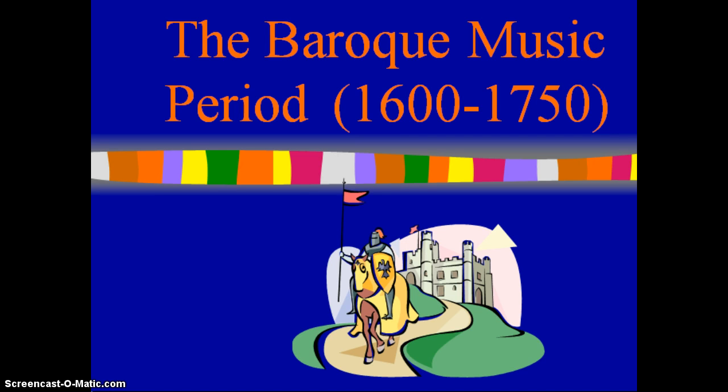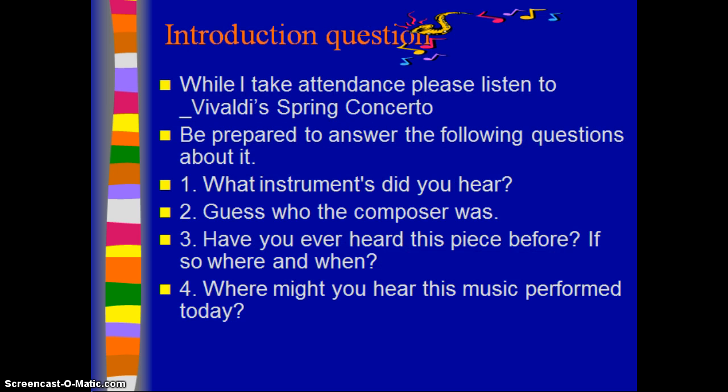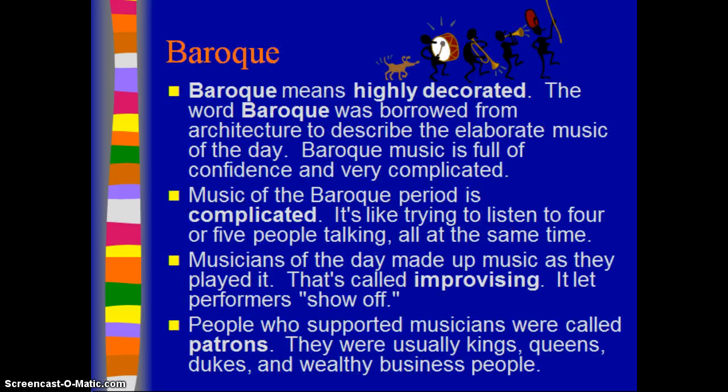Today we were going to talk about the Baroque period in music. It lasted from 1600 to 1750. Last week we talked about the medieval era. And just like last week, we will describe the Baroque music, musicians of this era, and the instruments of this time. That's a recorder that you see on the screen. Our introduction question would have been Vivaldi's Spring Concerto, but if I leave to go click on that, then I lose my screencast, so we'll have to listen to that another time.